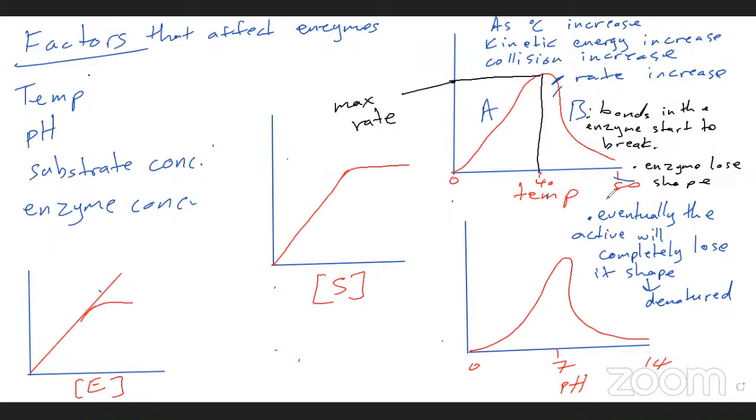I can't remember everything. Just remember, when it's increasing, it's because temperature is increasing, collision is increasing. Right? And so the rate increases. Once it's decreasing, at least mention that bonds are breaking. Bonds that hold it together then break. And once it breaks, it loses its shape. All right, so at least remember that.